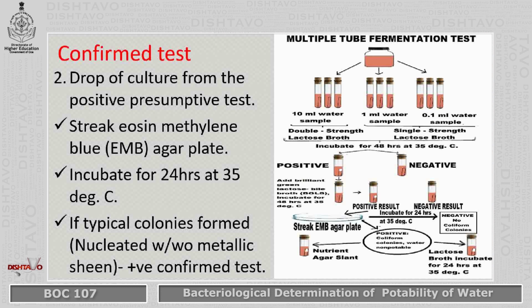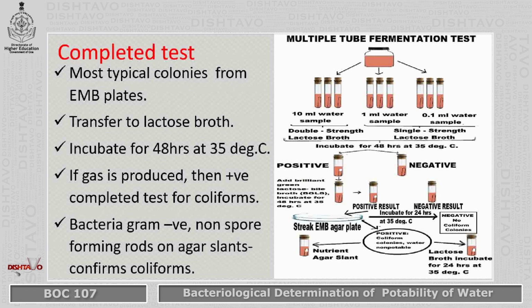The second method of confirmed test is that a drop of culture from the positive presumptive test is streaked onto eosin methylene blue agar plates. Then these plates are incubated for 24 hours at 35 degrees C. Colonies will be formed, which may be of three types: typical colonies, atypical colonies, or normal colonies. If typical colonies are formed, they will show a nucleated condition with or without a metallic sheen. Typical colonies show that the confirmed test is positive.